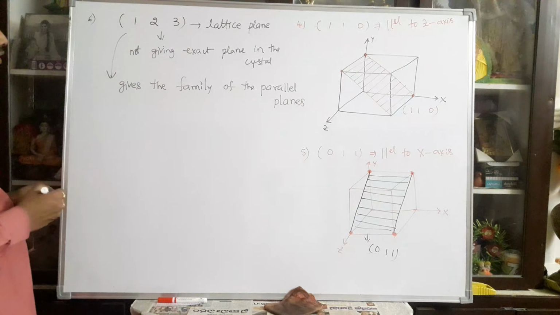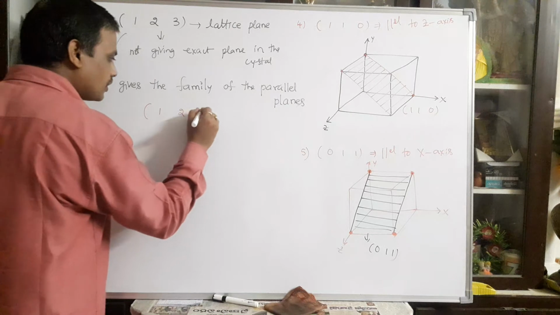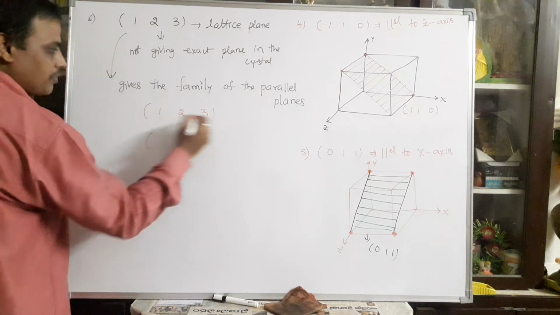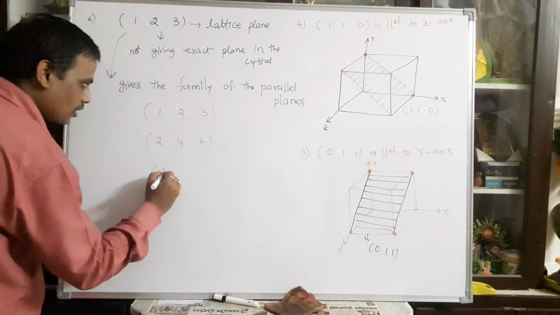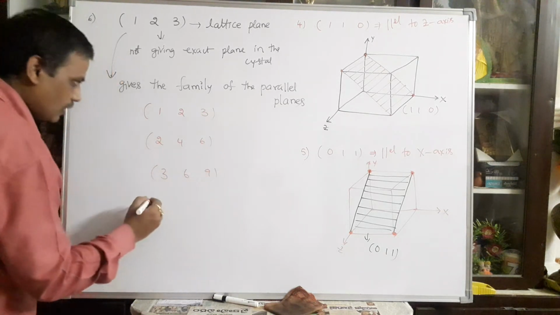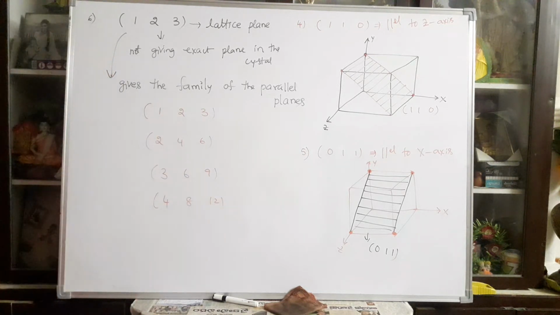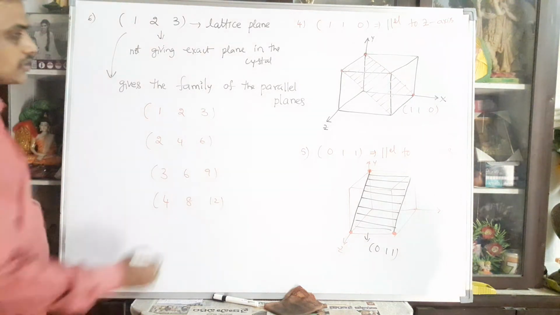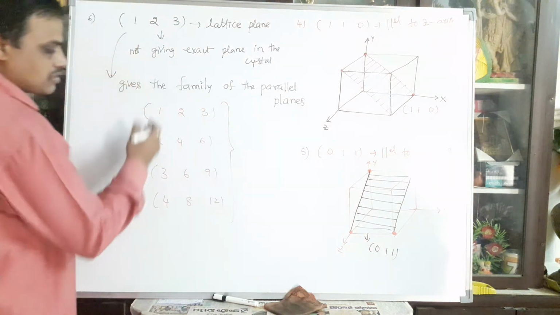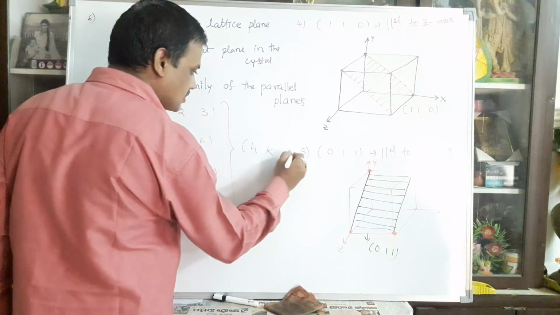What's that? The value given by the Miller indices is 1, 2, 3 for this plane. Again you can multiply it with 2: 2, 4, 6. Next 3, 6, 9. Next multiply with 4: 4, 8, 12. These are all lattice planes, but based on their Miller indices, all these planes have the same Miller indices. These are 4 different planes that have the same Miller indices HKL.